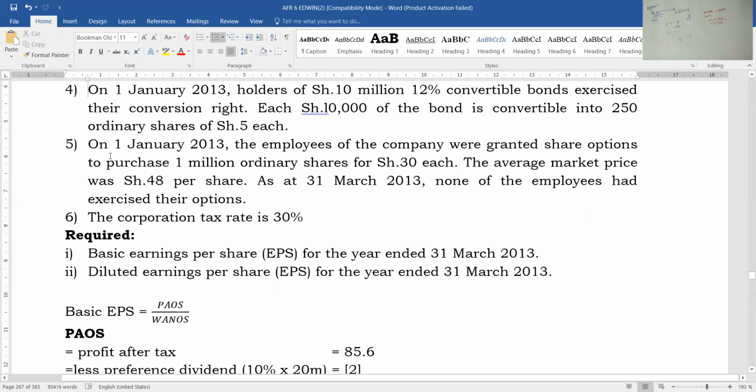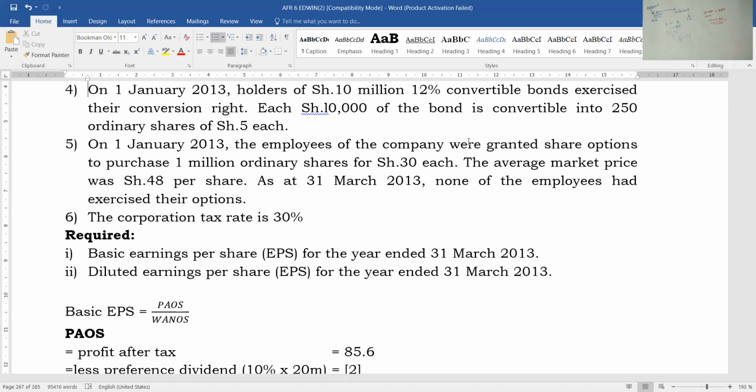Note 5, they say that on 1st January 2013, the employees of the company were granted share options to purchase 1 million ordinary shares for shillings 30 each. The average market price was shillings 48 per share. So as at 1st March 2013, none of the employees had exercised their options. So that is why I have said that when I will be doing diluted earnings per share, among the requirements here, we have to use the potential securities, the one which are likely to be converted or unlikely to be converted to ordinary shares.